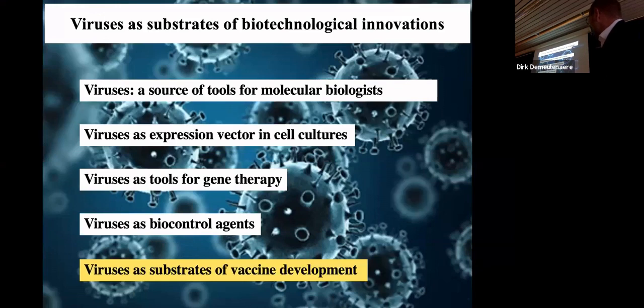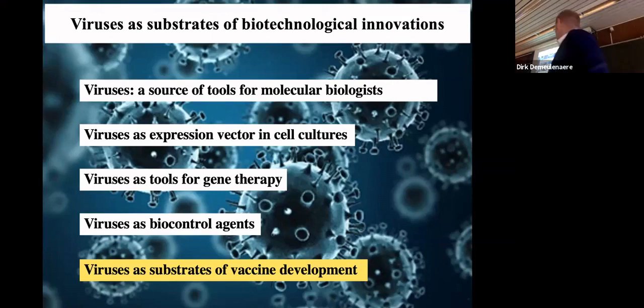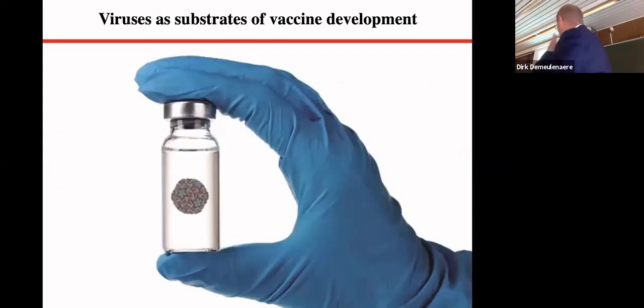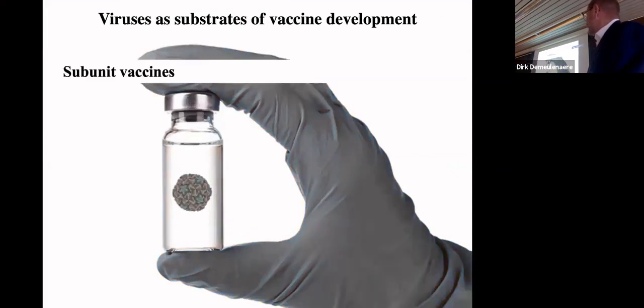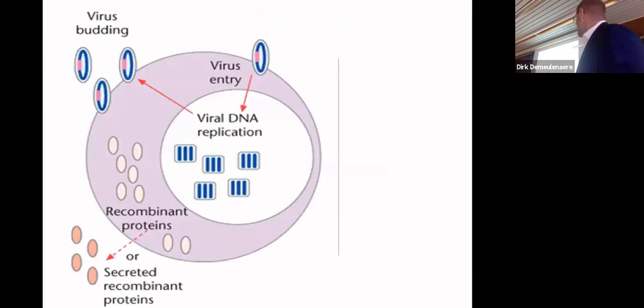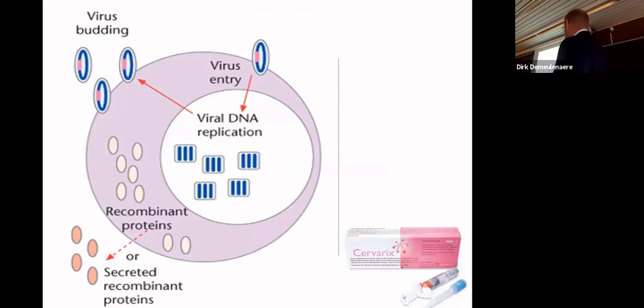Last point, viruses as a substrate for vaccine development. Of course, there are plenty of different vaccines that are derived from the use of viruses. The very first is the subunit vaccine. I already mentioned this baculovirus from GSK. We use a virus to produce a protein that is then incorporated into a subunit vaccine. So you should already be convinced by this example.